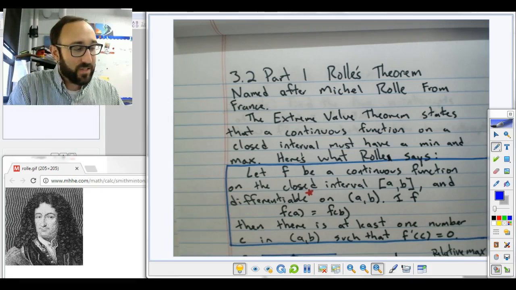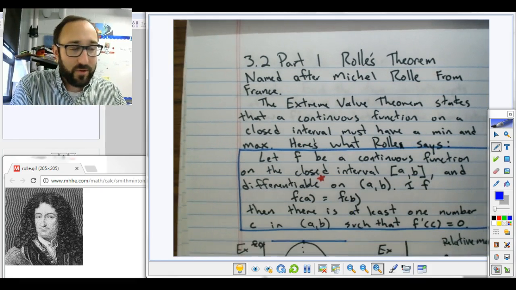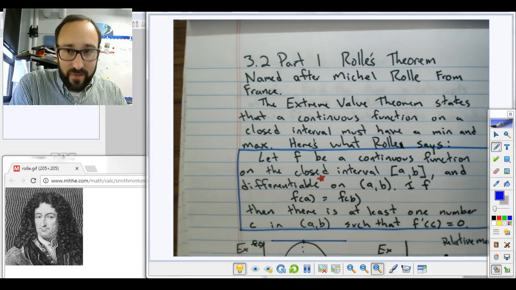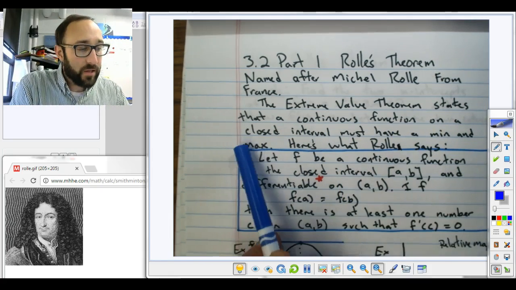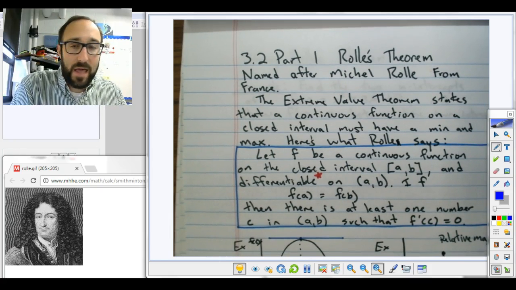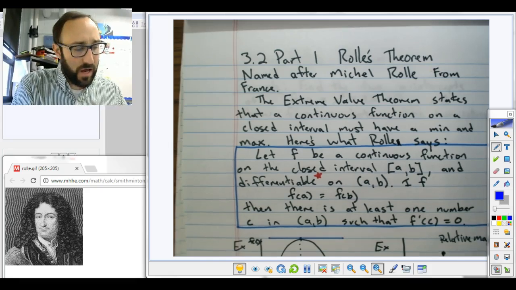And we're going to use the extreme value theorem to introduce Rolle's theorem. The extreme value theorem states that a continuous function on a closed interval must have a minimum and a maximum. And then Rolle jumped in and said, you know what, I've got more to say on that. So here's what I say.